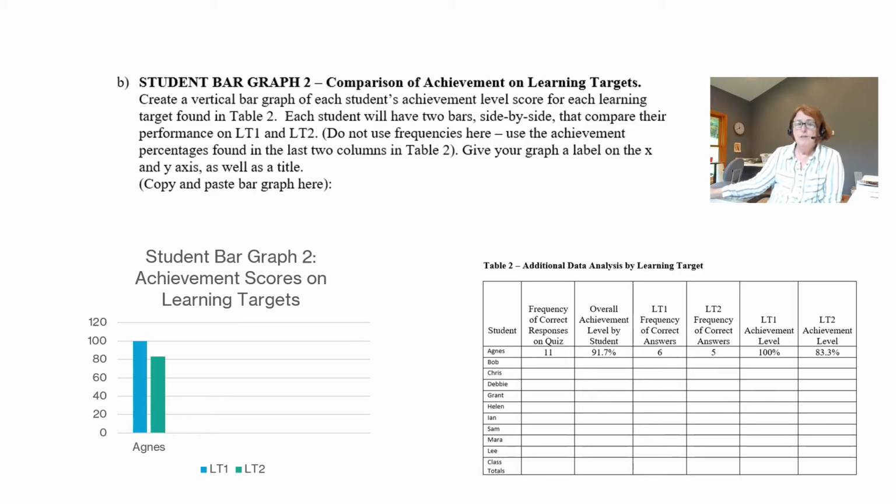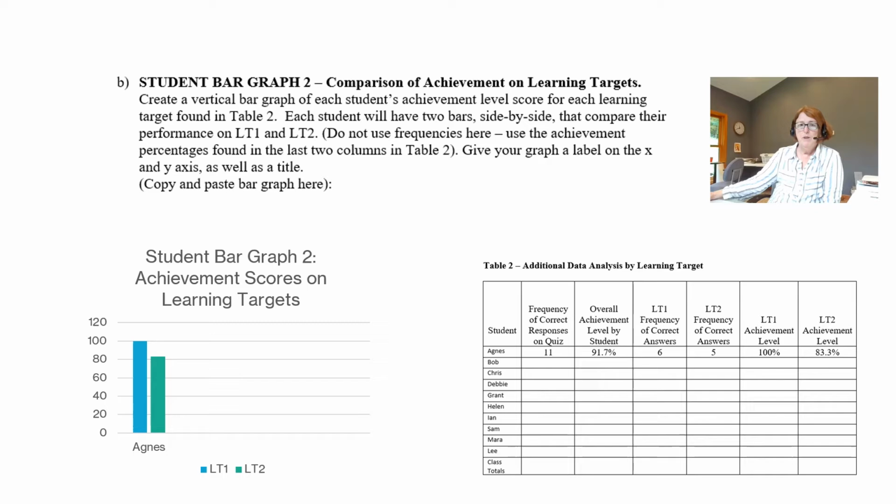Student bar graph 2 is a little different. It's a comparison of achievement on learning targets. So on this one, instead of graphing raw scores, you're graphing the percent correct that they got on learning target 1 and the percent they got on learning target 2. And so if you look at table 2, you can see in the last 2 columns their achievement levels that you calculated from data analysis 1. So you can see here Agnes got 100% correct on learning target 1, and she got 83.3% correct on learning target 2.